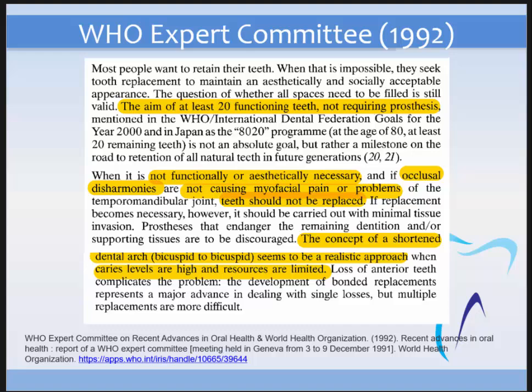Then if it is not demanding functionally or aesthetically, or not causing any occlusal disharmony, and not causing any myofascial pain or problems, if you have these 20 functional teeth, the teeth that you lost or are missing should not be replaced. And this concept of shortened dental arch, teeth present from bicuspid to bicuspid, seems to be a realistic approach when the caries level is high and resources are limited.